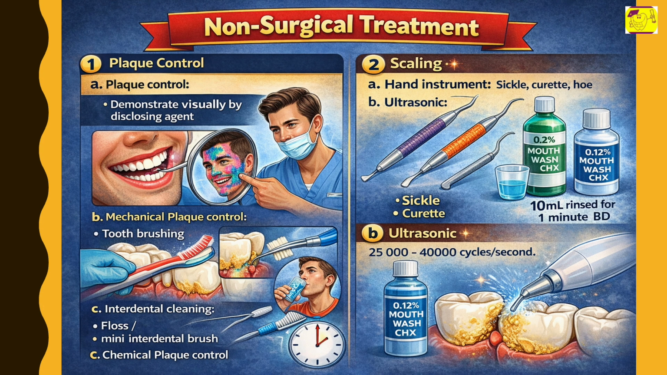And the chemical plaque control includes 0.2% mouthwash or gel and 0.12% mouthwash, and it is taken at the rate of 10 ml, rinsed for about 1 minute and used twice daily. When it comes to scaling, it can be done using hand instruments such as sickle, curette, and hoe, or ultrasonic scaling, which revolves at around 25,000 to 40,000 cycles per second.